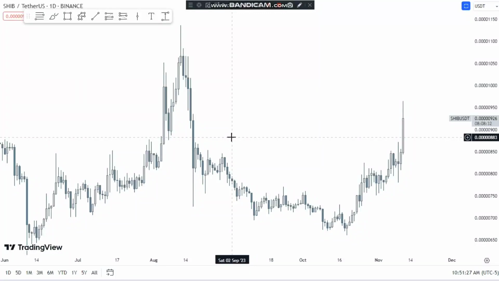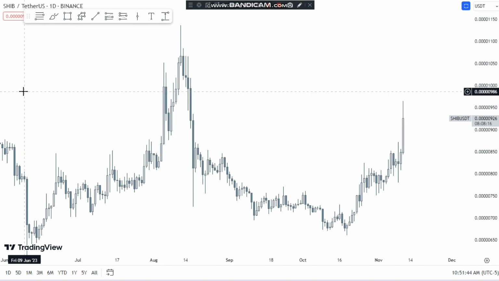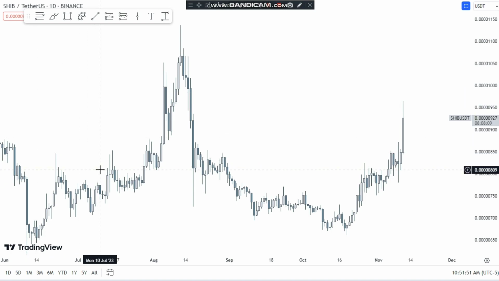What's up everybody? Today I'm going to teach you an ICT strategy that I use specifically for crypto trading. This can be used on forex and indices too, but I use it specifically for crypto and it works amazingly. You can see in the screenshot, my PNL last month is about 2000% with this strategy. I haven't used any other strategy last month, I just used this strategy and my PNL is 2000%.